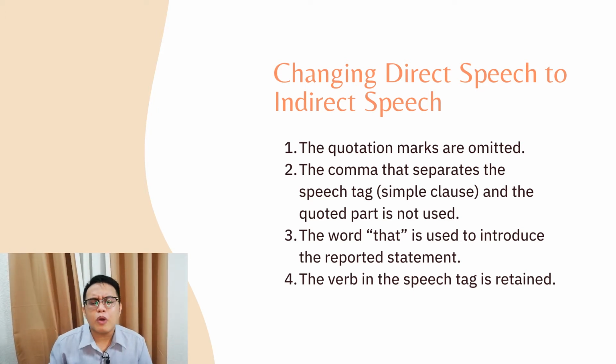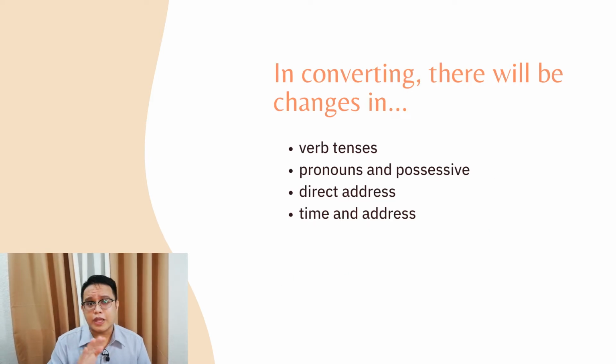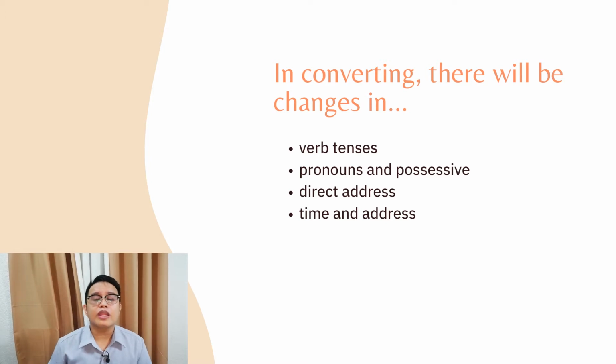Okay? Now how are we going to change direct speech to indirect speech? Now there will be four changes from direct speech to indirect speech, and these are the following. Number 1, there will be changes in the verb tenses, which will be the majority of our lesson for today. Secondly, there will also be pronouns and possessives. Okay? Number 3, there will be changes in direct address, and number 4, there will be changes in the time and the address or the location.